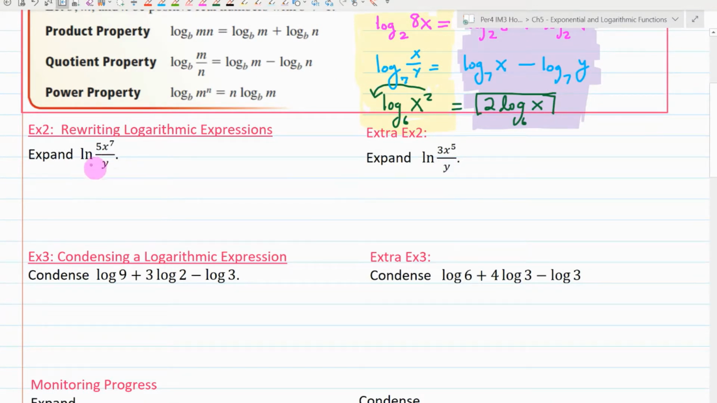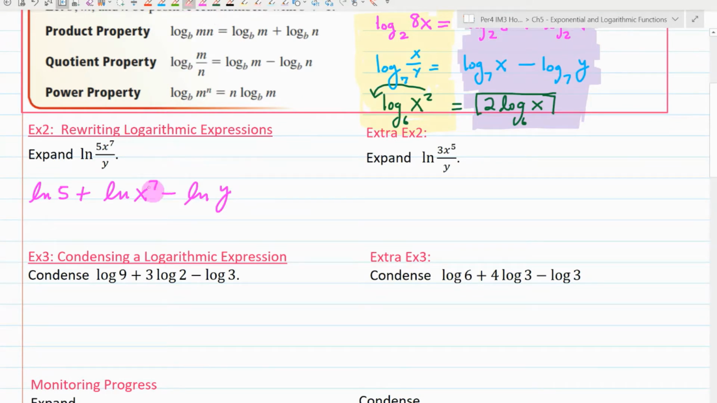So this is a natural log, and you have a 5, you have an x, you have an exponent, and then you have a y. So all three things deserve a natural log. You can do this all in one step. I'm going to do it in 2 steps for the first time. So 5 gets its own logarithm, x to the 7th, and anything in the denominator is going to be a subtraction. So natural log of 5 plus natural log of x to the 7th minus natural log of y.